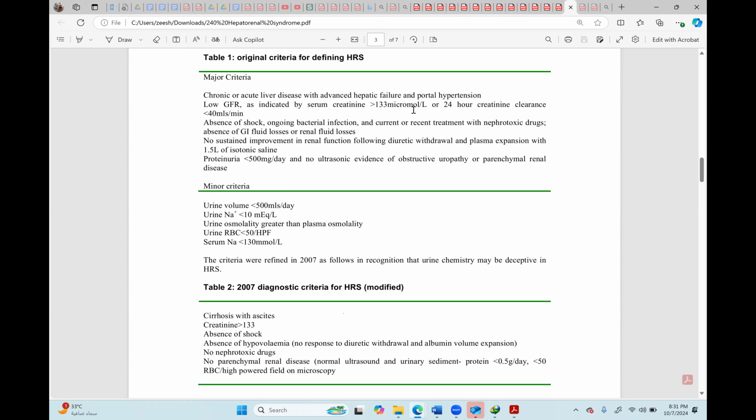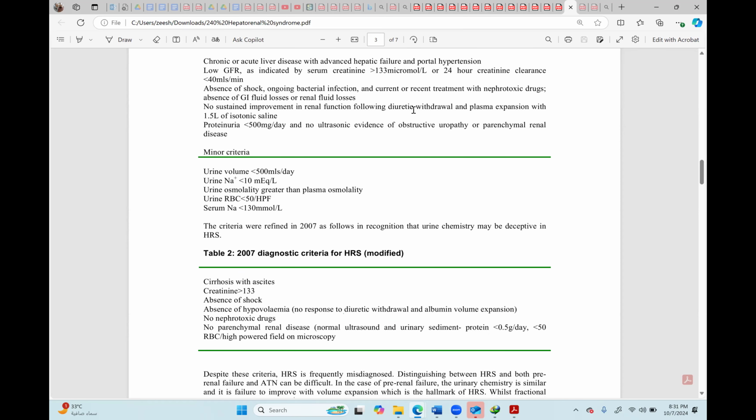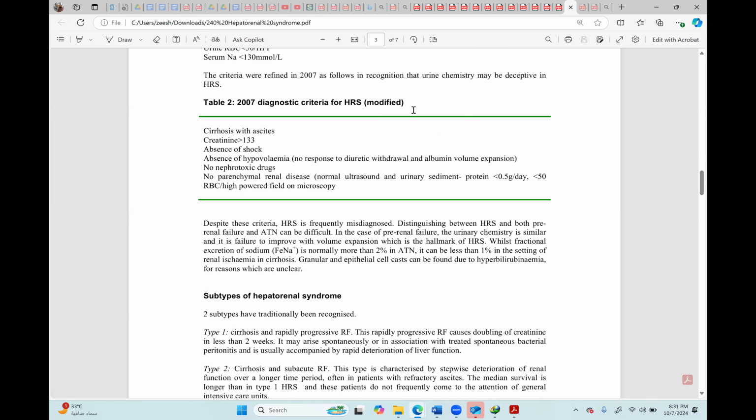So there are certain other indices: urinary volume, urinary sodium, osmolality, RBC. Then the criteria are cirrhosis with ascites, creatinine more than 1.5, absence of shock, absence of hypovolemia, no nephrotoxic drug, no parenchymal renal disease. I think this is better, easy to recall. No parenchymal renal disease means a normal ultrasound and urinary sediments. Despite these criteria, HRS is frequently misdiagnosed.